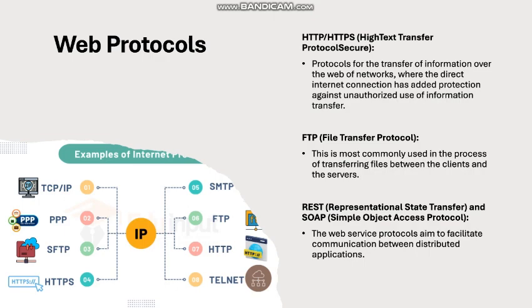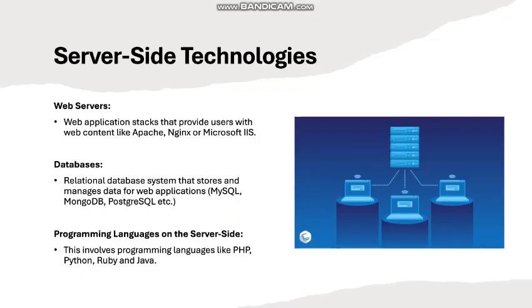Web protocols: HTTP, HTTPS. The first is a protocol for transfer of information over the web, where the secure version adds protection against unauthorized use of information transfer. FTP is most commonly used for transferring files between the client and the server. REST and SOAP, the web services protocols, aim to facilitate communication between distributed applications.